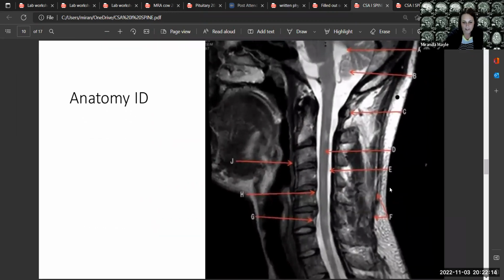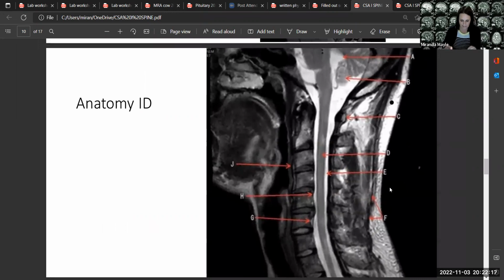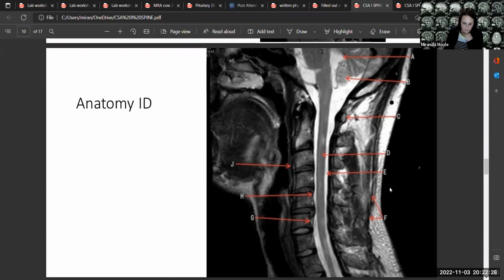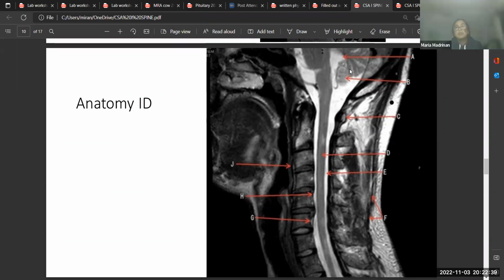So now let's look at just a cervical. Is this T1 or T2? Which one? T2, good. We know that because again, the fluid is bright. What is A? Where is A? Fourth ventricle. Right up here is A. This is the fourth ventricle. How about B? Cerebellum. Good. So see, that brain anatomy is paying off for you guys now.